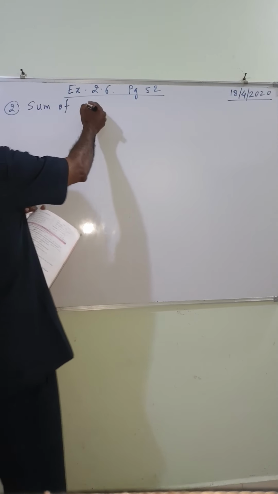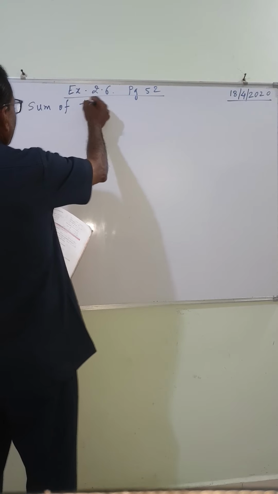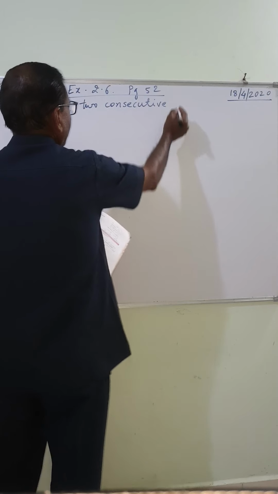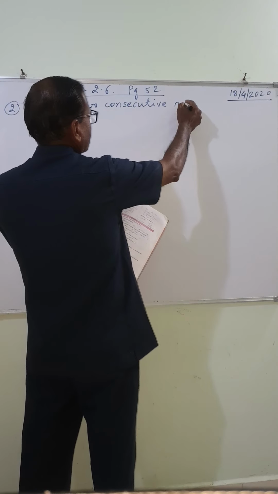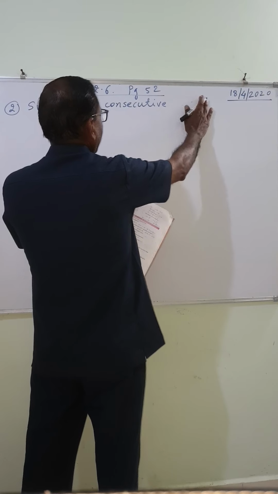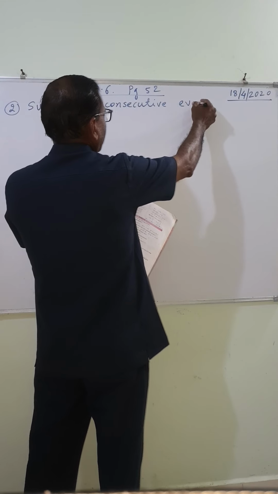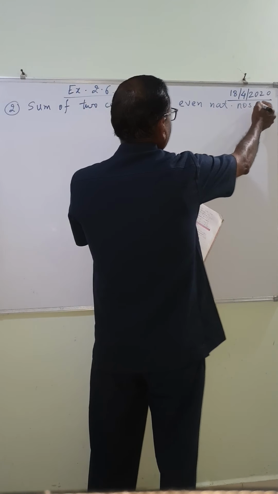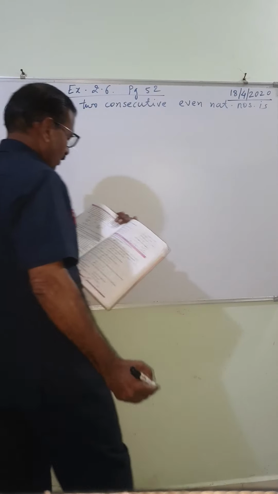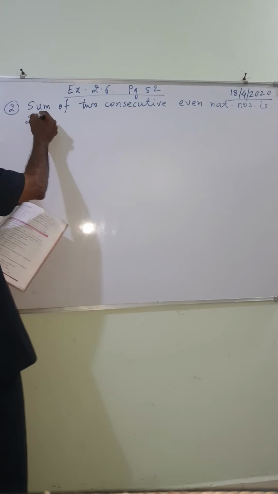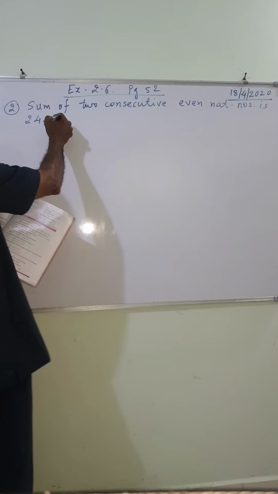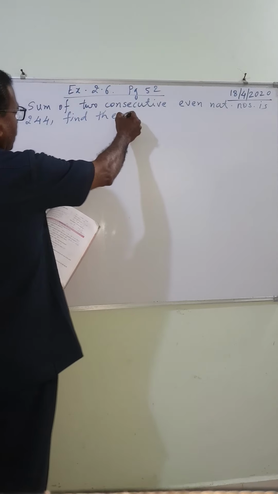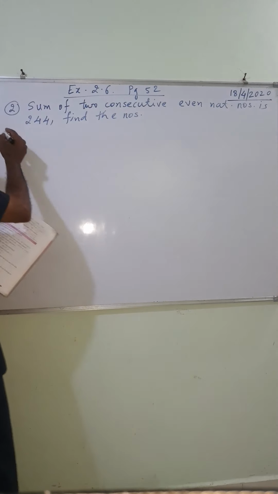Sum of two consecutive even natural numbers is 244. Find the numbers. Solution.